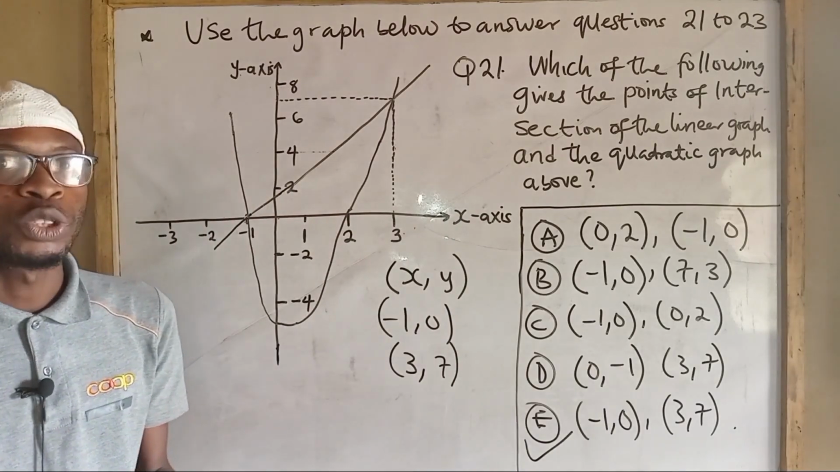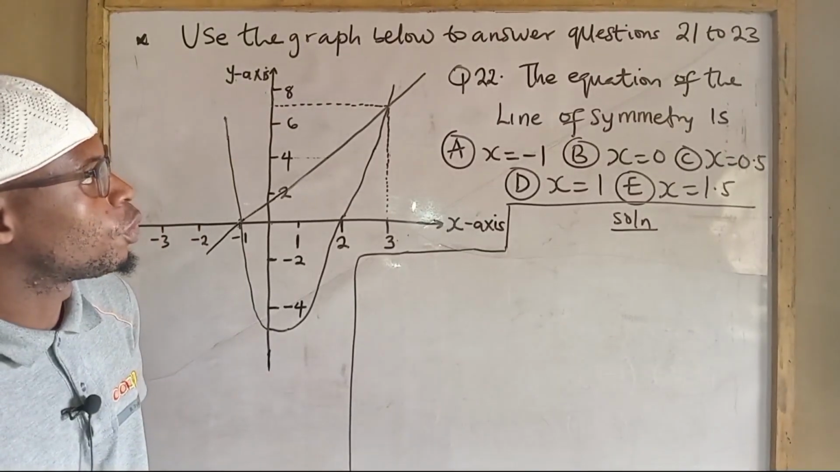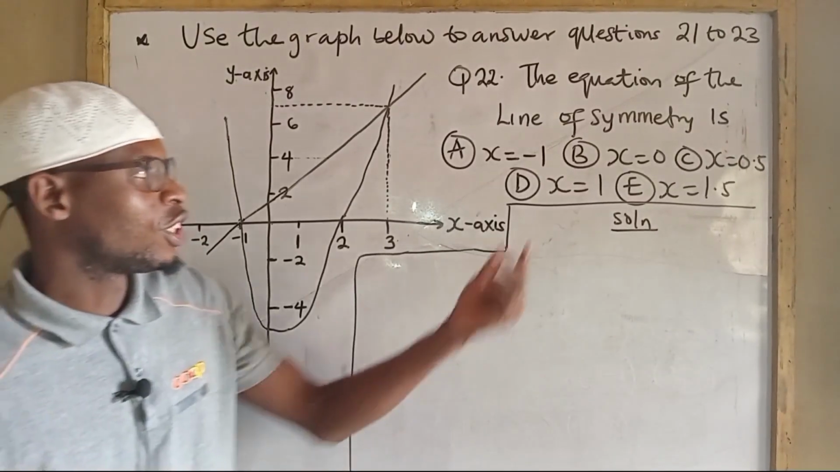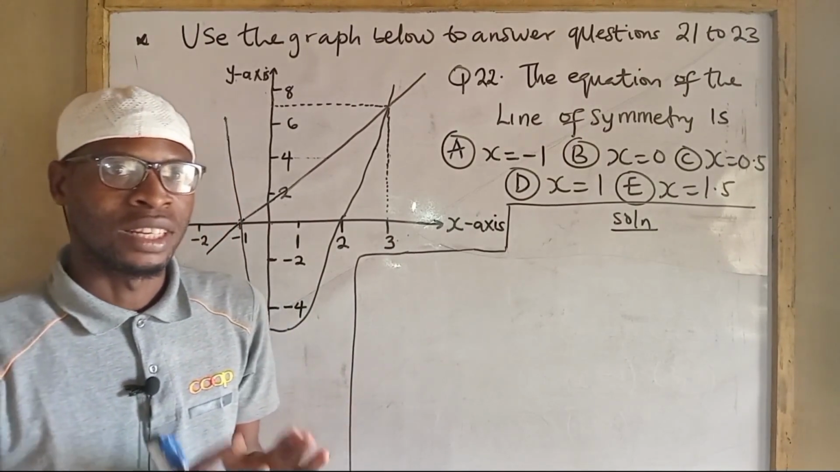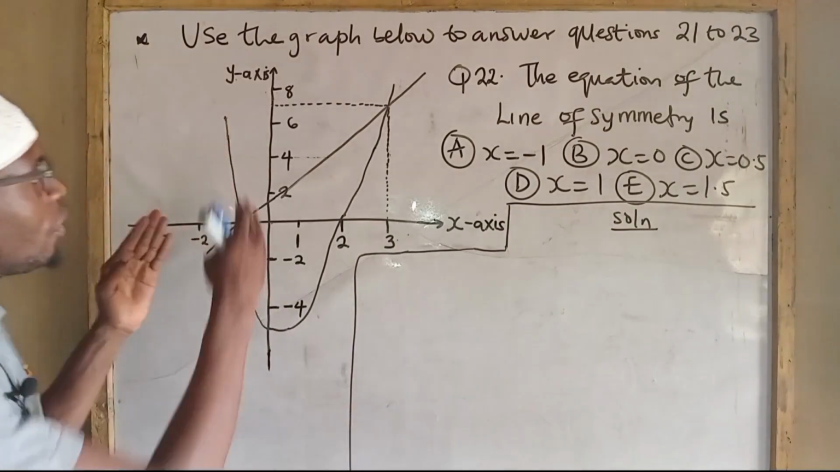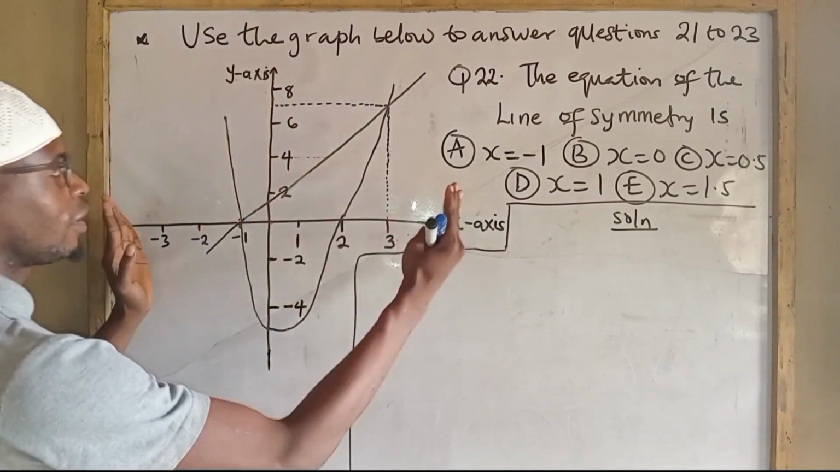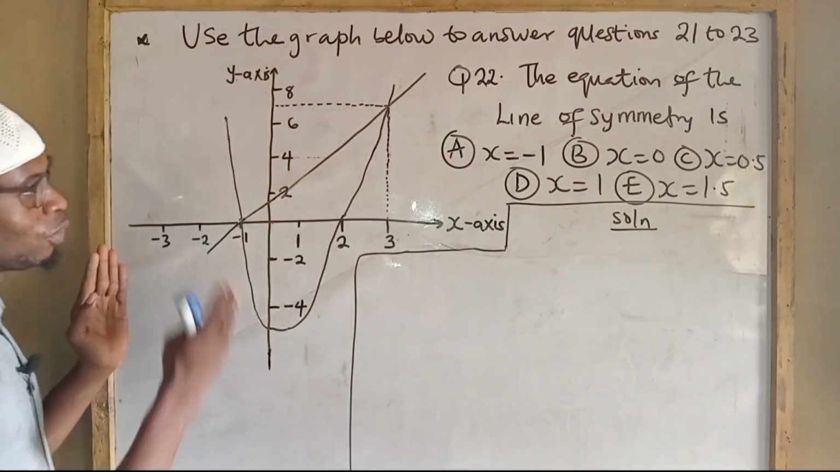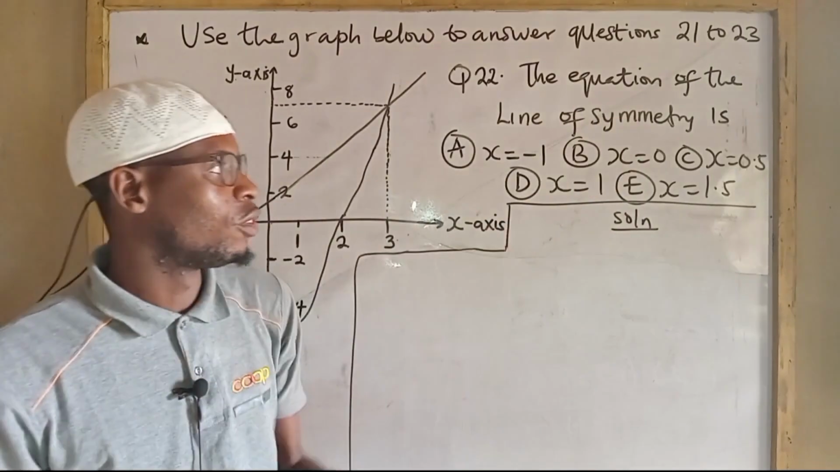Let's move to question 22. We are still using the same graph. Question 22 asks for the equation of the line of symmetry. What is meant by symmetry? A line of symmetry is an imaginary line that divides a shape or an object into two equal halves. So it must divide into two equal halves. That is what they call the line of symmetry.